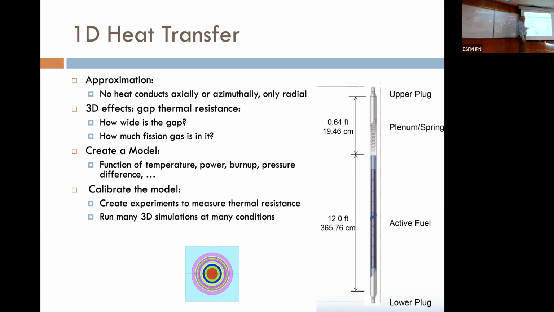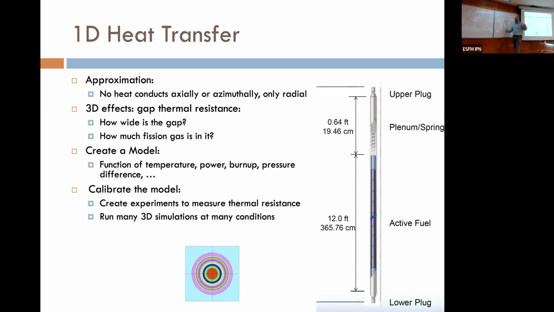Let me create 3-dimensional models of this. There are thermomechanics fuel performance codes that are in RZ, 2-dimensional, radial and axial, or full 3-dimensional. Let me do full high fidelity calculations to determine how that effective thermal resistance changes as a function of all of these other things.